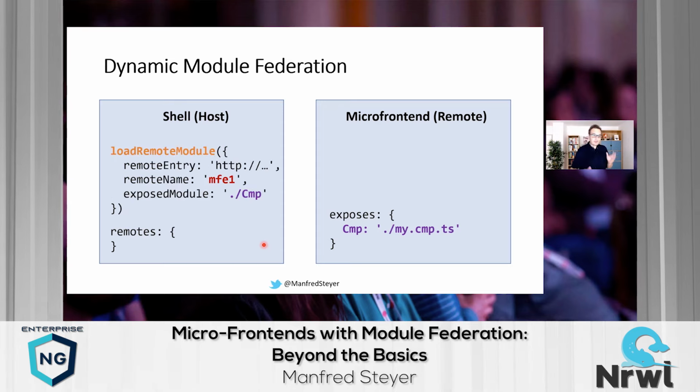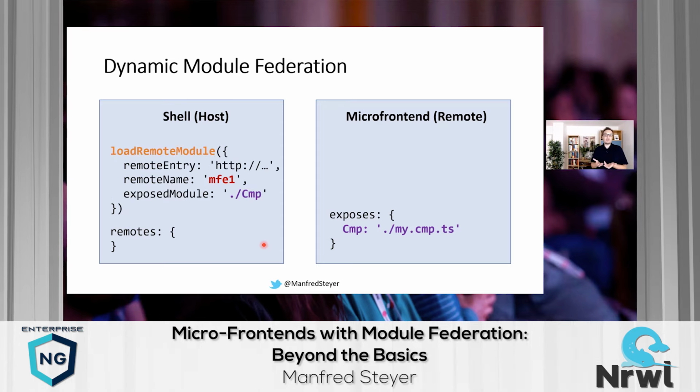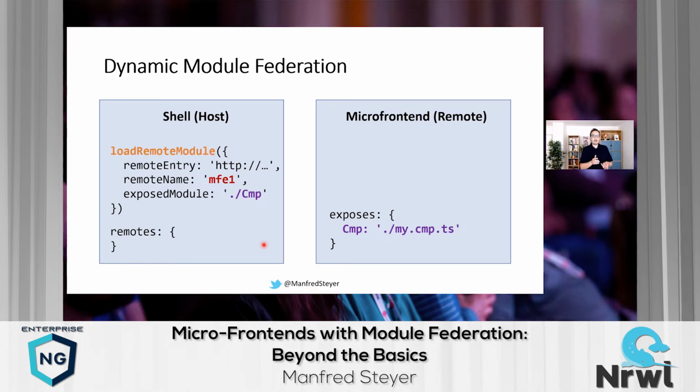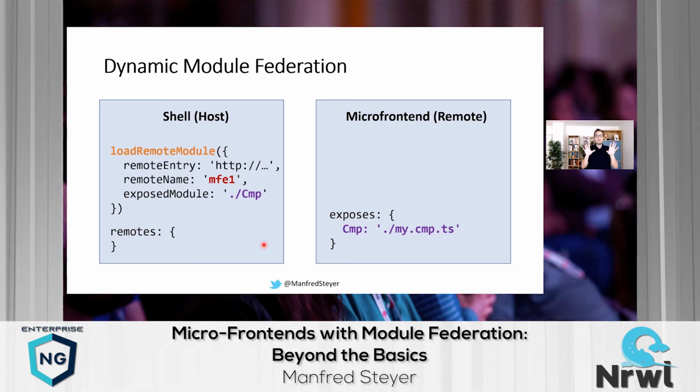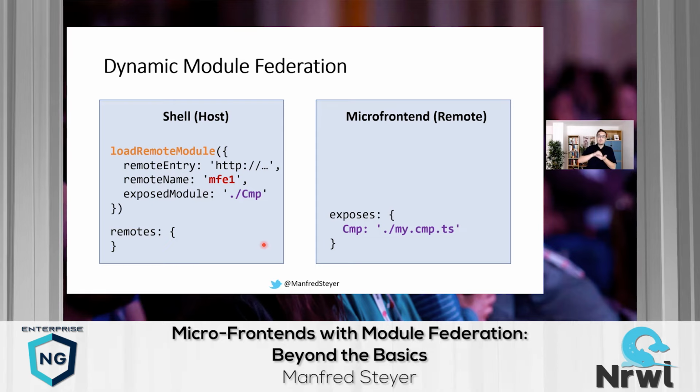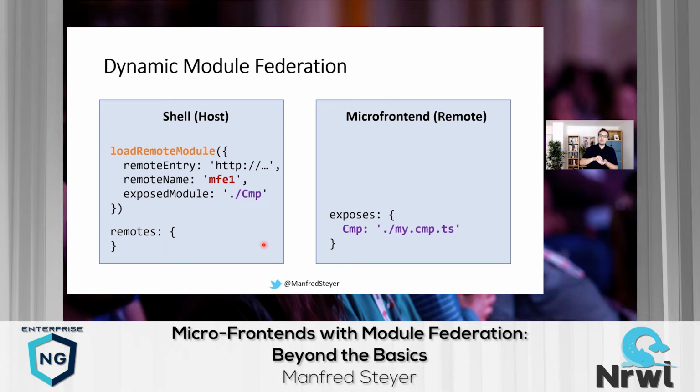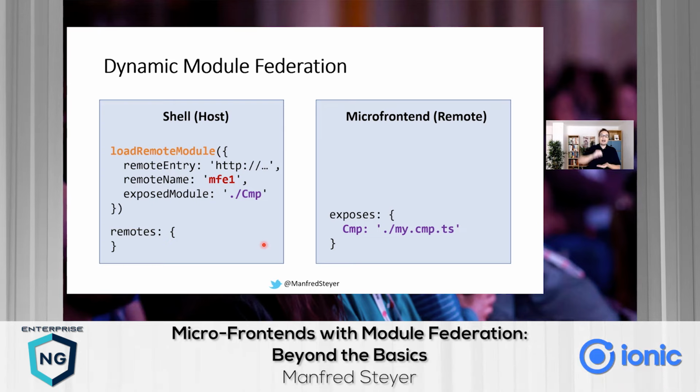However, when going with dynamic federation, you need to replace your dynamic import with a helper function. A helper function using the Webpack runtime API to load a micro-frontend on demand. This informs Webpack on demand about the micro-frontend and loads it.